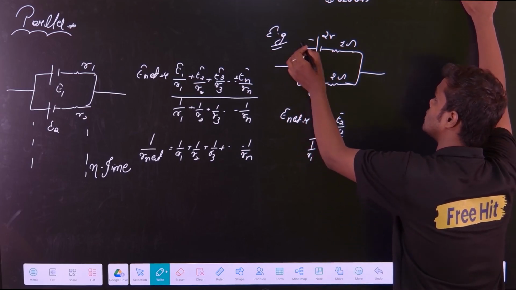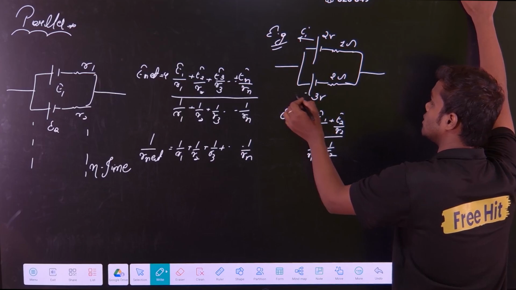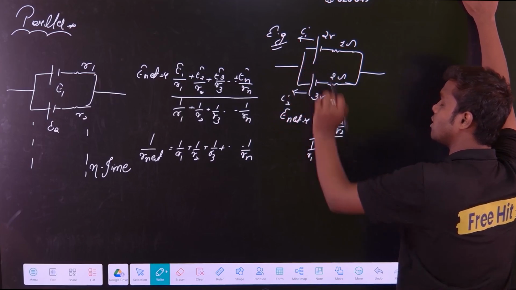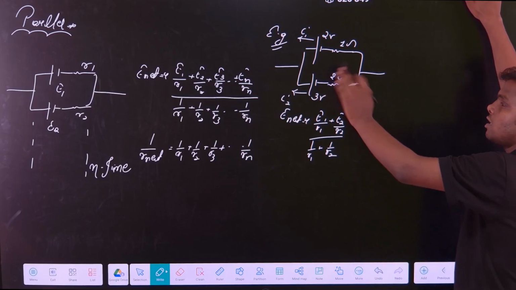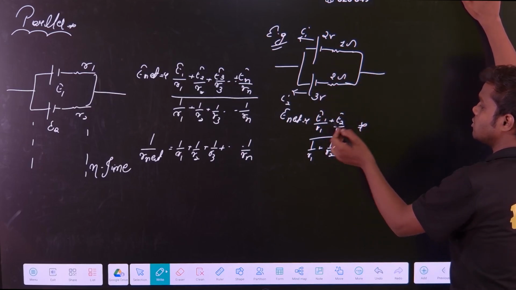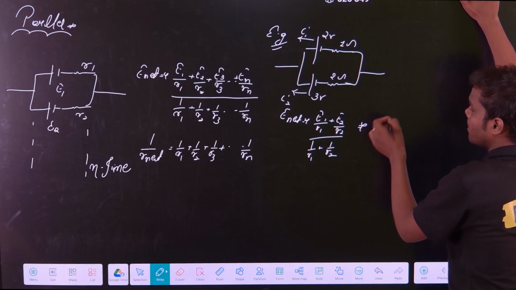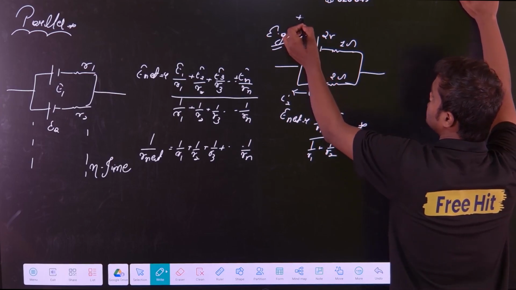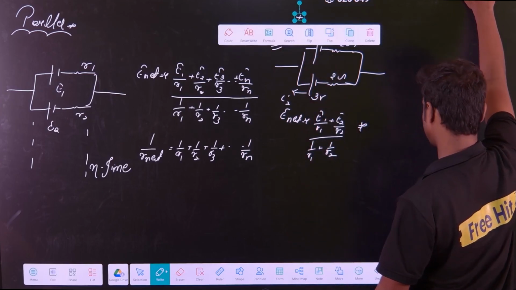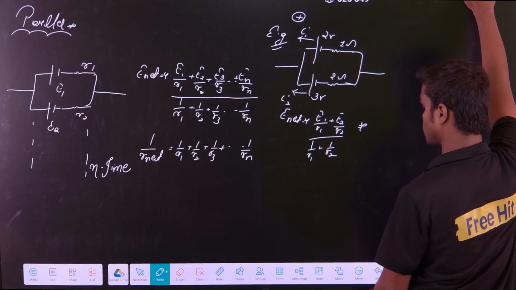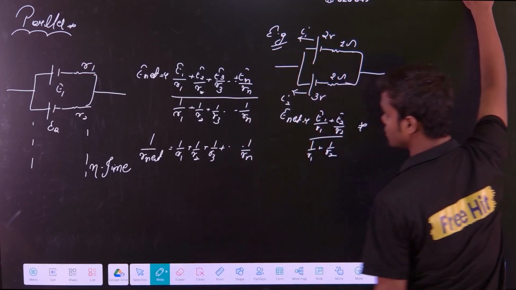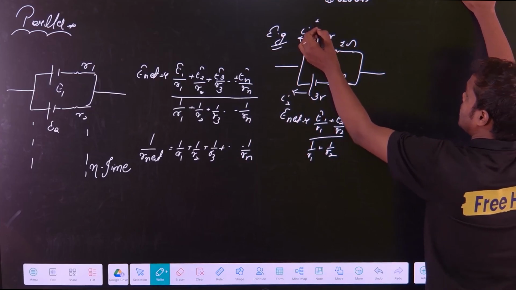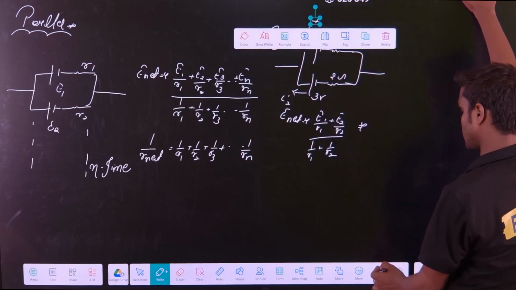If you see, this battery will send the current in this direction, and this battery will send the current in the other. Whether they are helping each other or opposing each other, if you see, they are opposing each other. If they are opposing each other, you will put a minus sign here. It depends upon you which direction you take as positive. I am taking this battery as the positive battery, whatever you want.